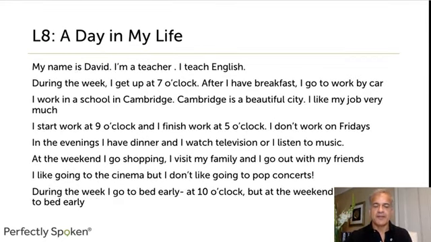Here we go. My name is David. I'm a teacher. I teach English. During the week, I get up at 7 o'clock. After I have breakfast, I go to work by car. I work in a school in Cambridge. Cambridge is a beautiful city. I like my job very much. I start work at 9 o'clock and I finish work at 5 o'clock. I don't work, negative, present simple. I don't work on Fridays.